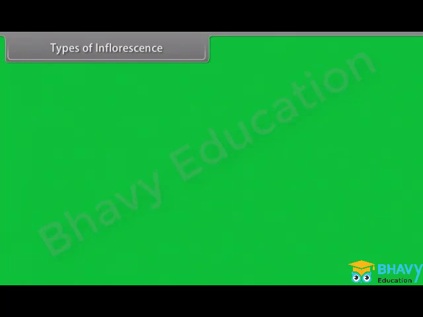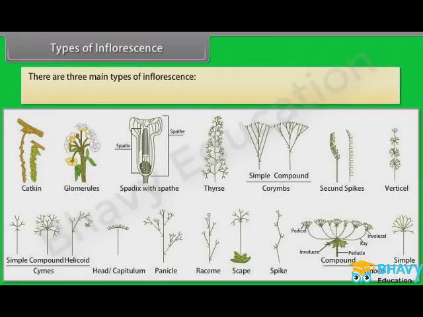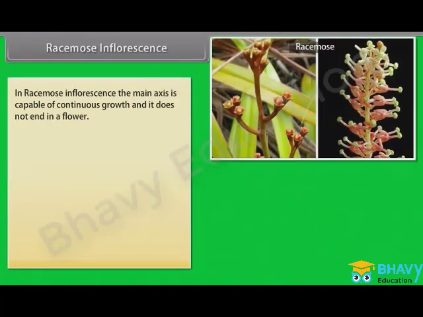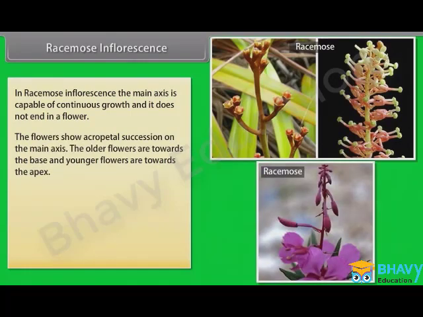Types of inflorescence. There are three main types of inflorescence: Racemose Inflorescence, Cymose Inflorescence, special types of inflorescences. Racemose Inflorescence. In Racemose Inflorescence, the main axis is capable of continuous growth and it does not end in a flower. The flowers show acropetal succession on the main axis. The older flowers are towards the base and younger flowers are towards the apex.